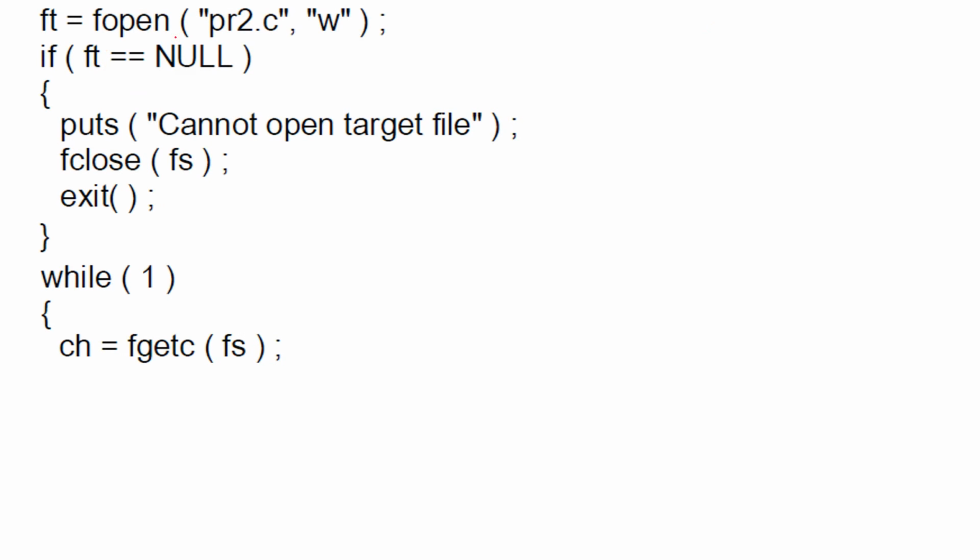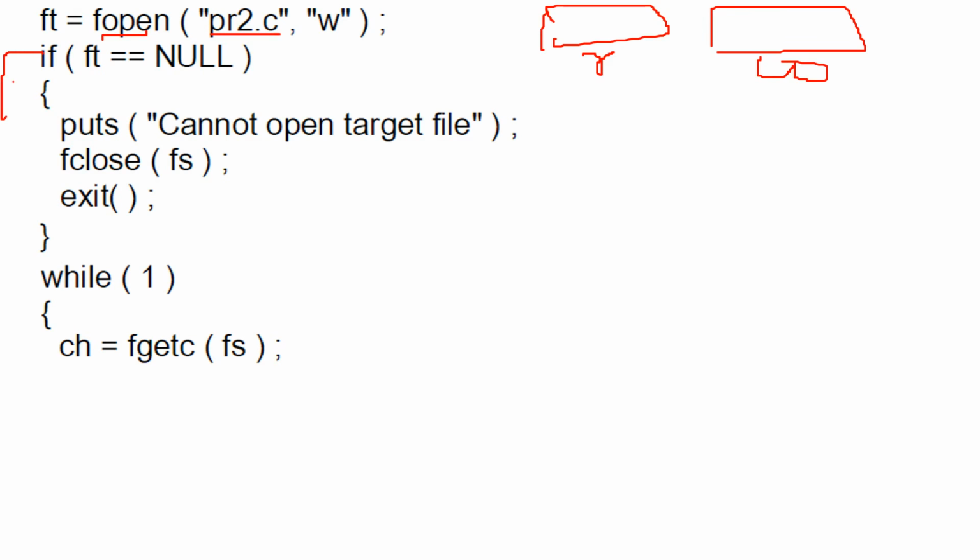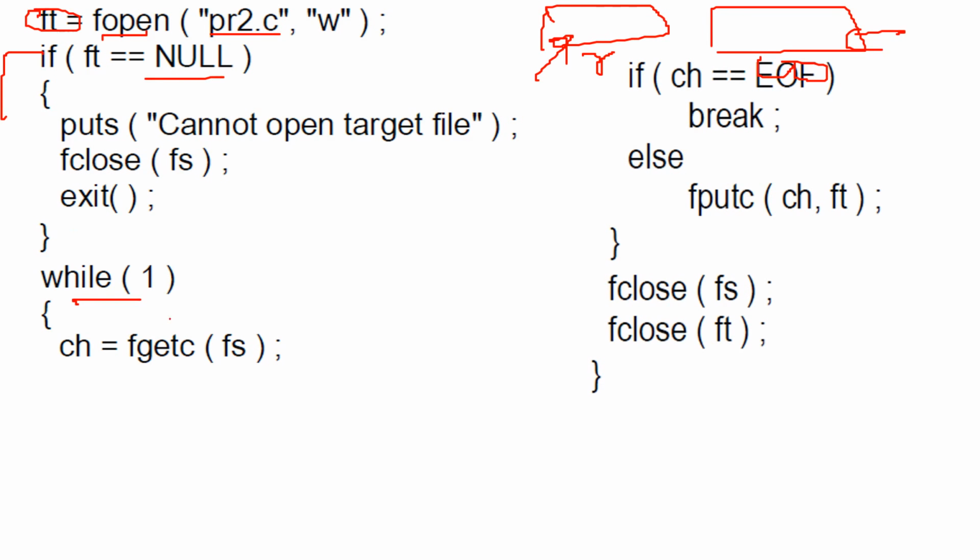Now we will try to open pr2.c, this is our second file, this is our first file, this is our second file. And now this we have opened in read mode, we have opened this in write mode. The write mode we have to check again. If this ft fails, that means if it is null, then we come out. But if everything goes fine, this is opened in read mode, this is opened in write mode, and there is no problem, then we'll go inside a while infinite loop.